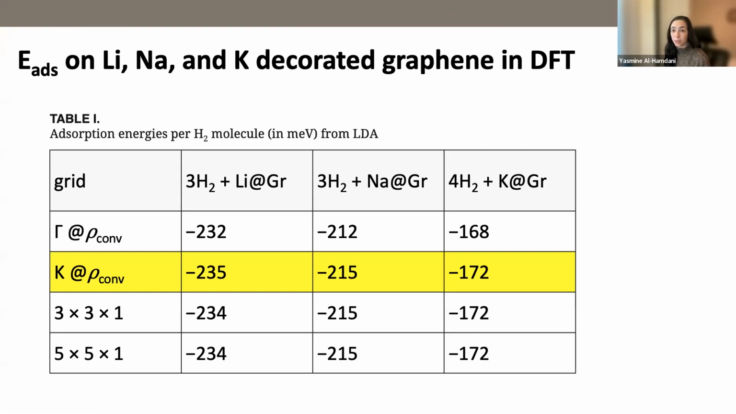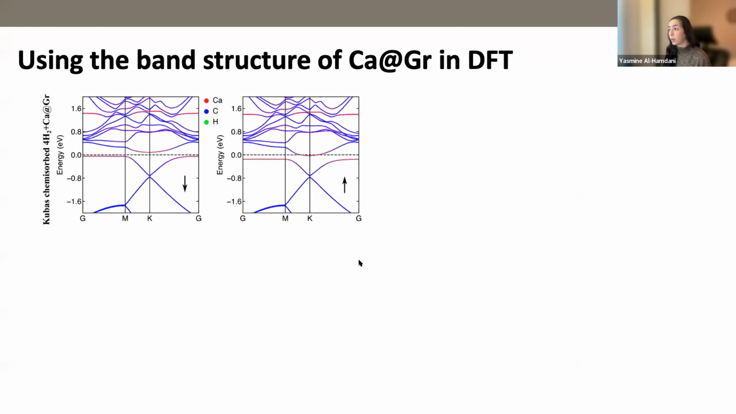So that's fantastic. So that just means we just had to use one K-point for each of these systems to get the converged absorption energy, at least at the DFT level. And so we do that also at the QMC level. However, for the calcium on graphene system, it wasn't so straightforward.